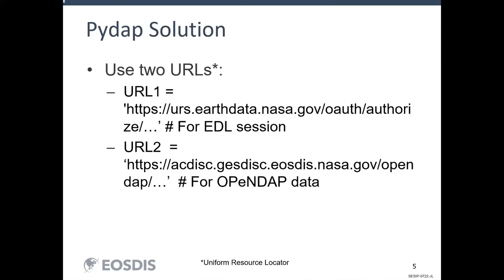The PyDAP solution was quite simple because all you have to do is provide two URLs. Typically, OPeNDAP requires a single URL to access data. At the bottom, you put the data directory name, the OPeNDAP service, and then the data file name. But it doesn't work as is anymore because of EDL. So what you have to do is add one other URL that authenticates with your EDL username and password, then get a cookie value, and then put it in your PyDAP code. Then you can access the data.